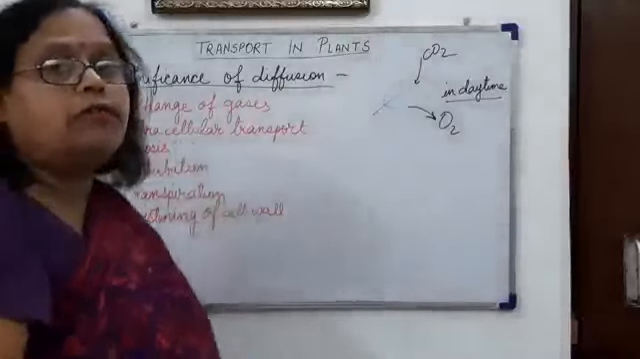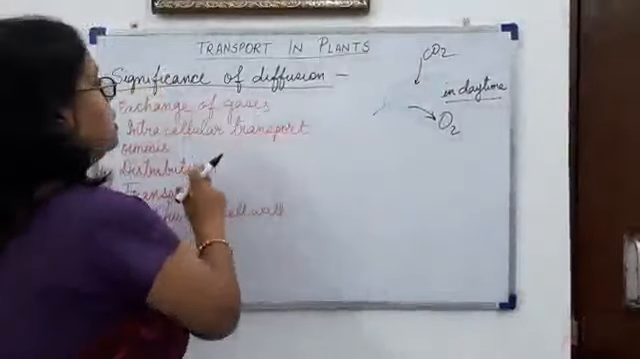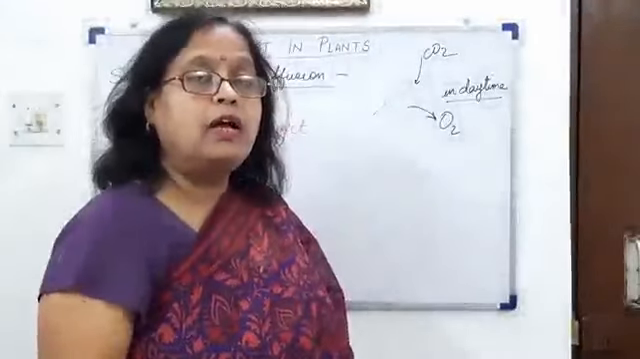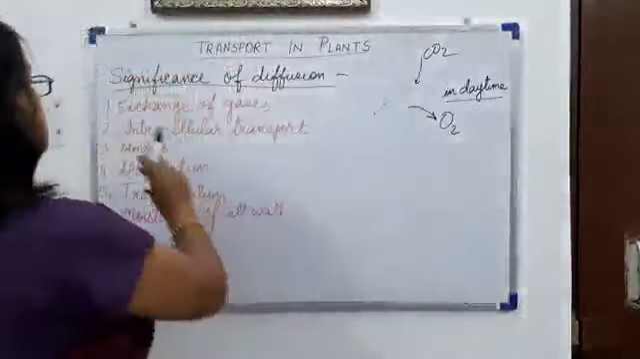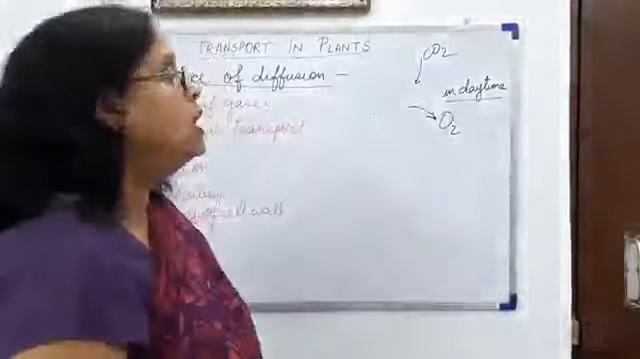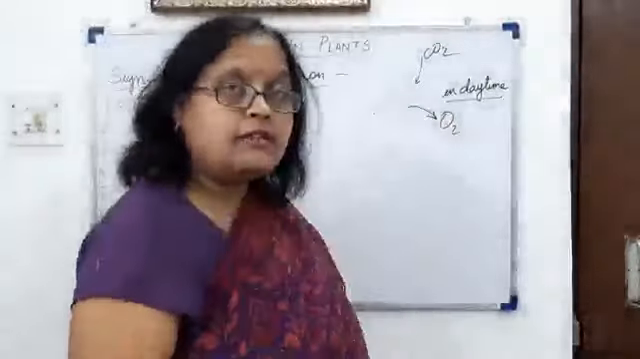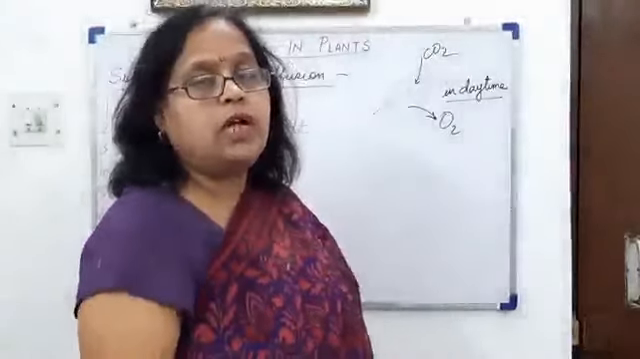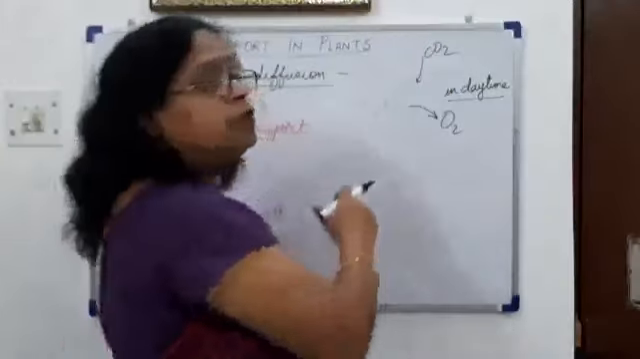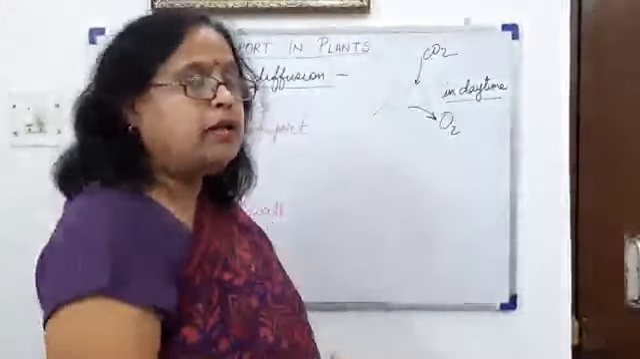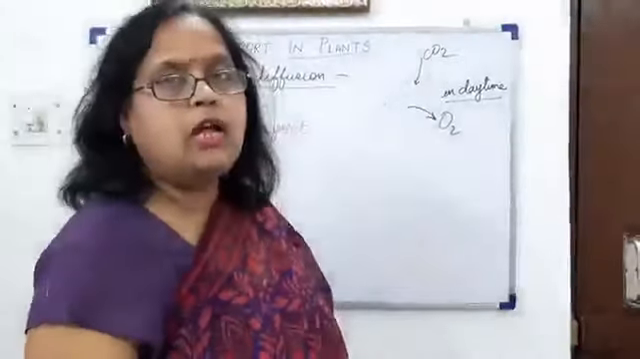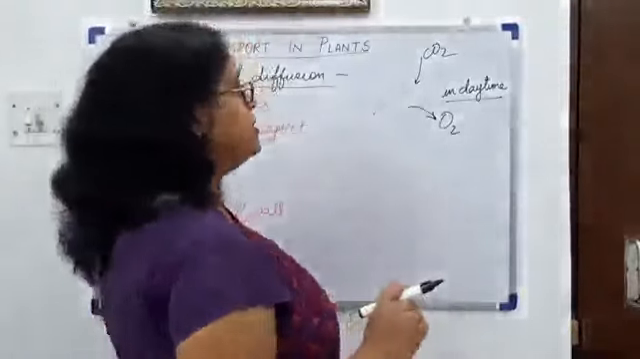Now, significance of diffusion. The diffusion has a lot of importance in different processes of the plant. How? First of all, exchange of gases. It is the process of diffusion through which the gases are diffusing inside and outside of the plant. For example, during the daytime, carbon dioxide diffuses in the plant for photosynthesis and oxygen is diffusing out of the plant as a byproduct of photosynthesis.